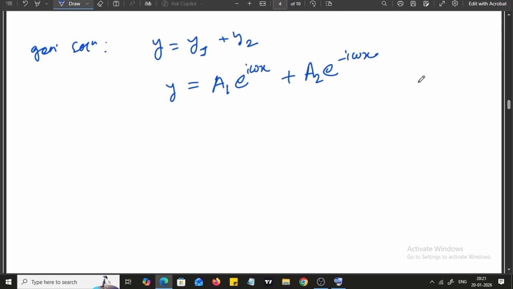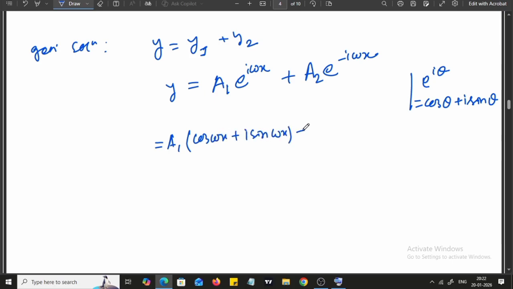Now from Euler's theorem we know that e to the power i theta can be written as cos theta plus i sin theta. So let's do this. a1 times e to the power i omega x is cos omega x plus i sin omega x, plus a2 times e to the power minus i omega x, cos omega x minus i sin omega x.